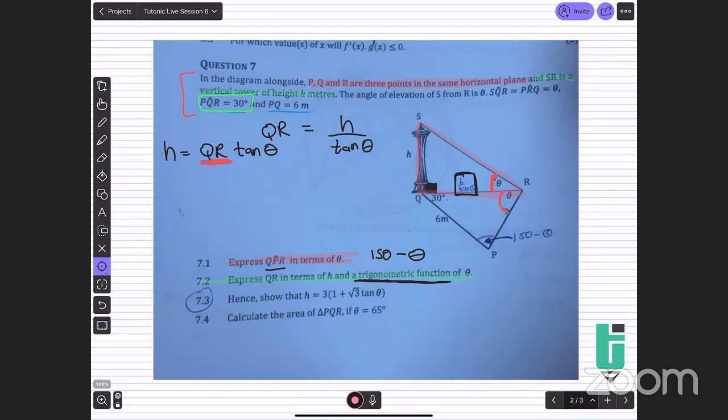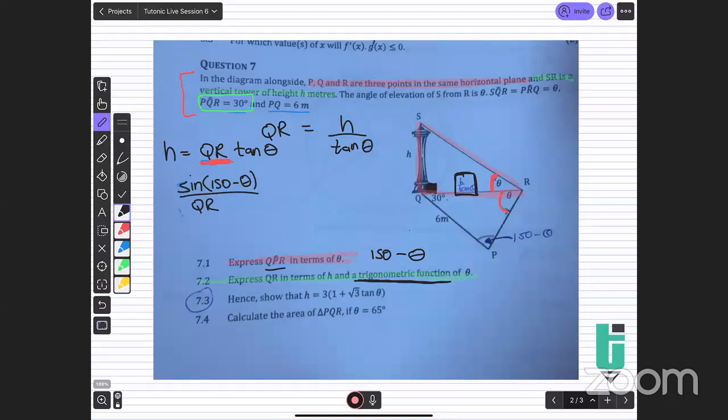So if you use sine rule to work out QR, it's going to be sine P over QR. Sine P, which is what? You said P is what? 150 minus theta. Okay, sine of 150 minus theta over QR. It's fine, don't worry about that.